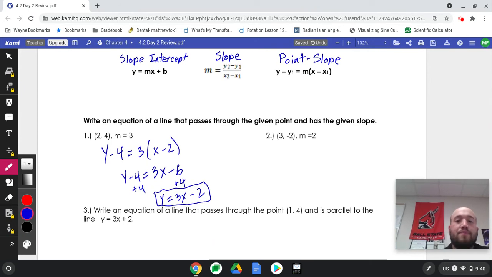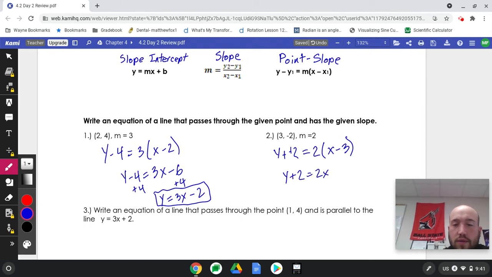Now on the next one, same thing, different numbers. Y minus negative 2 equals 2 times x minus 3. That is the same as plus 2, so y plus 2 equals 2x minus 6. Subtract the 2 over, and we'll get y equals 2x minus 8.